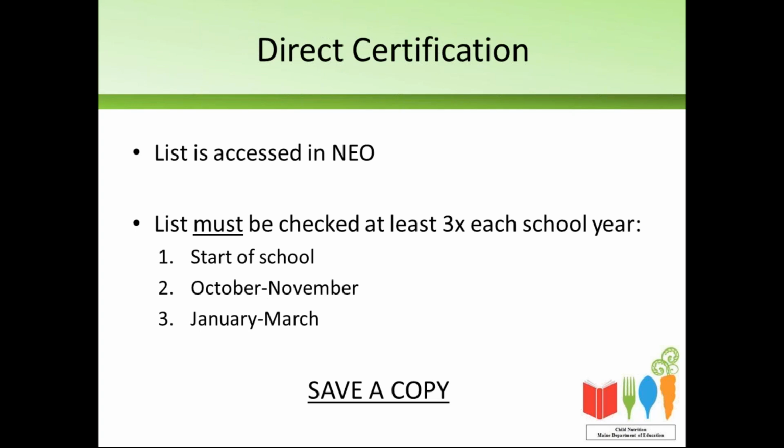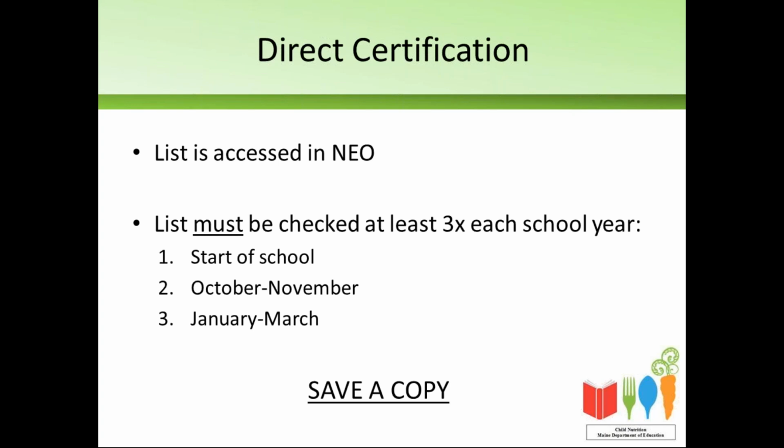Direct certification. This is a list accessed in the NEO system. The list must be checked at least 3 times each school year. The beginning of the school year, either October, November timeframe, January, March timeframe. It's a good idea at the beginning of the school year to check it often. Names might be added to it. The more children you get off the direct cert list, the better benefit that is for your school.